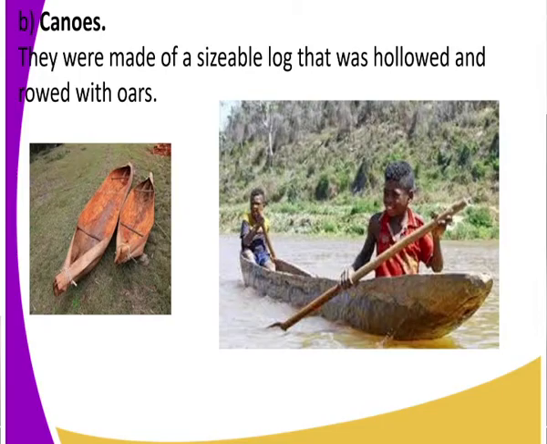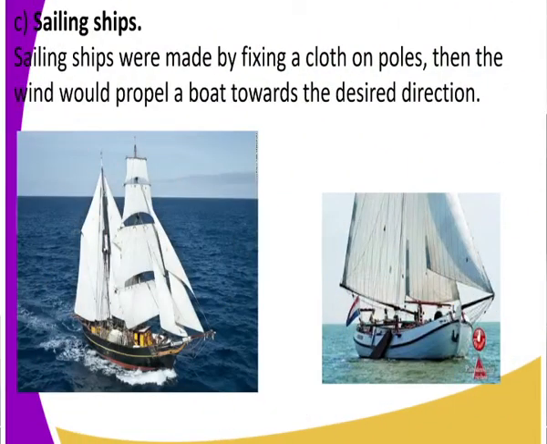Apart from canoes, we also had sailing ships. Now these sailing ships were made by tying a piece of cloth on poles, as you can see in our image, right? The sailing ships were made by fixing a cloth on poles. Then the wind could propel a boat towards the desired direction.